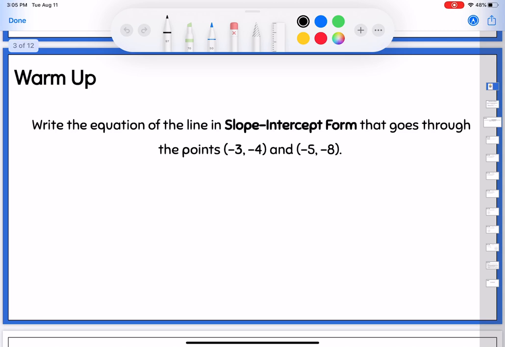So slope-intercept form, this is our first big deal, right? Slope-intercept form is y equals mx plus b. So if I am going to write my equation in slope-intercept form, that means I need to find my slope, and it means I need to find my y-intercept. And right now, it doesn't look like I have either one of those. So I'm going to start by finding my slope.